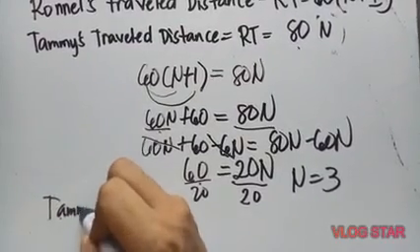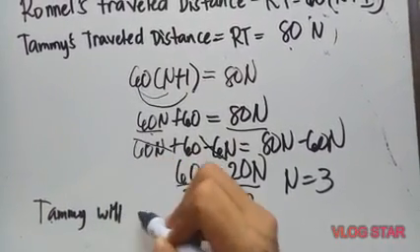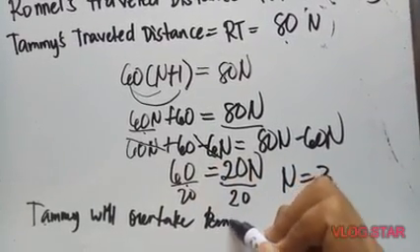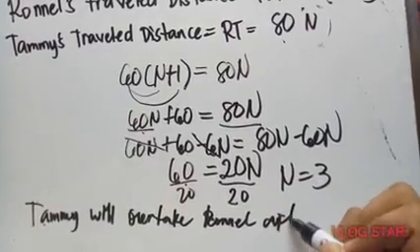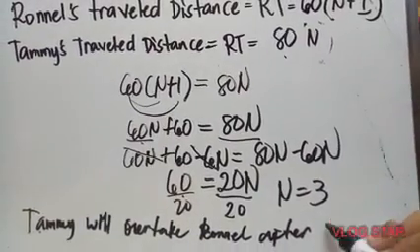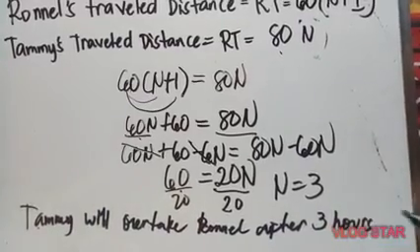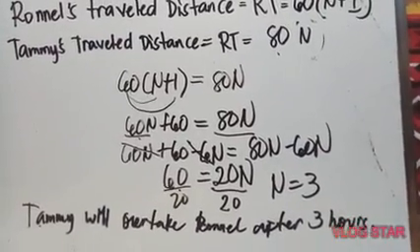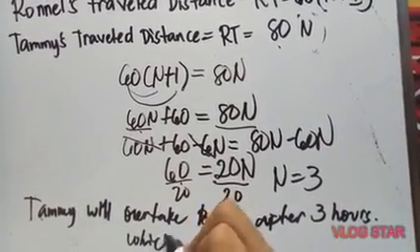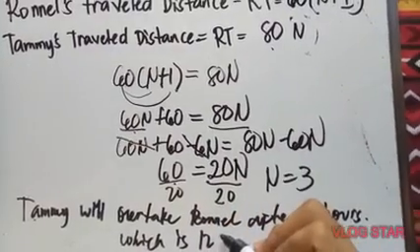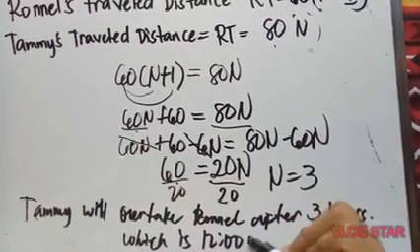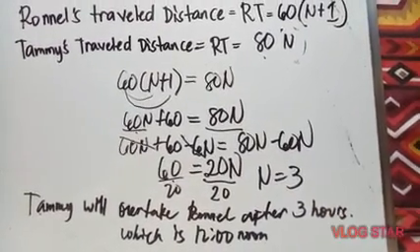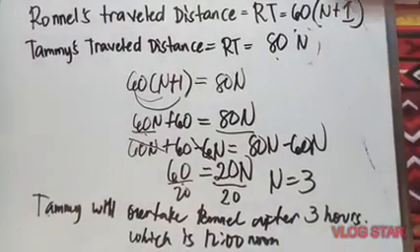Tammy will overtake Ronel after 3 hours. Then the time would be 12 noon. So Tammy will overtake Ronel after 3 hours, which is 12 noon.